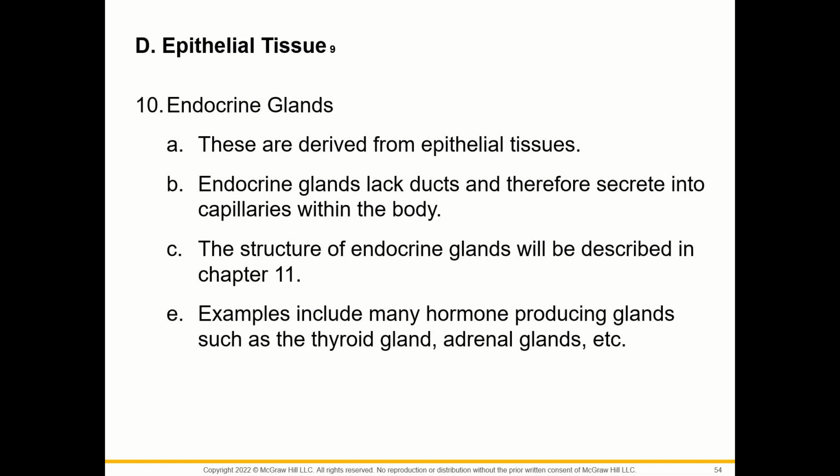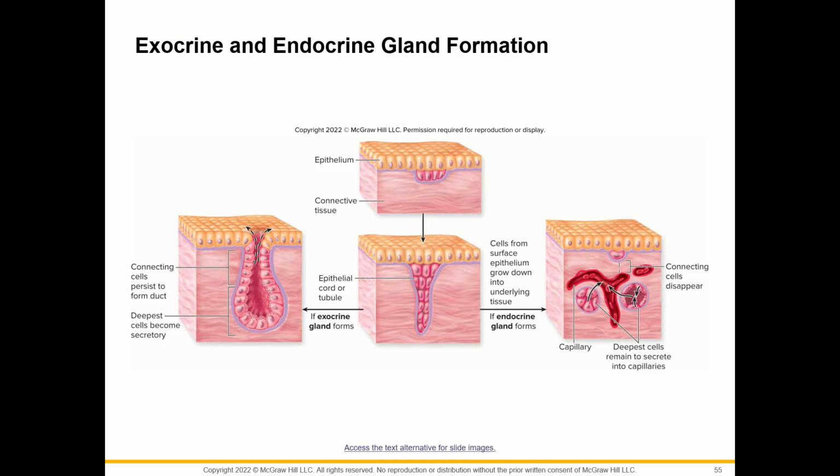All right, now let's look at the endocrine glands. These are also derived from epithelial tissues, but they lack ducts, and therefore they secrete their products into the capillaries within the body, and then the hormones will be transported throughout the body, where they will interact with the cells, and the cells that have receptors for them will be stimulated to perform the directions that the endocrine hormone controls. The structure of endocrine glands will be described in Chapter 11. Examples include many hormone-producing glands, such as your thyroid and your adrenals. Let's see, we've got your pineal gland, your pituitary gland, etc.